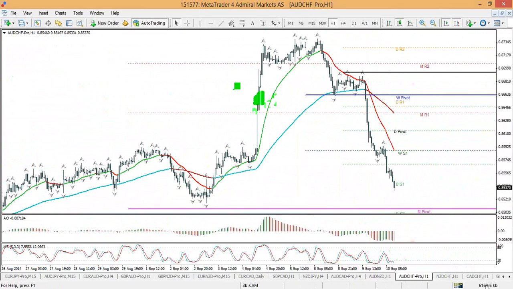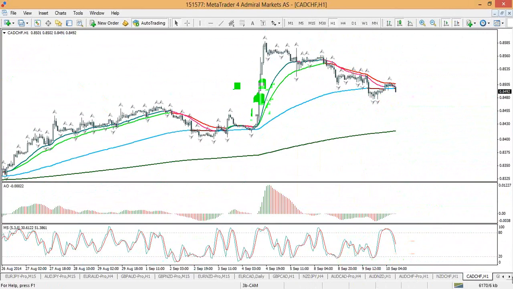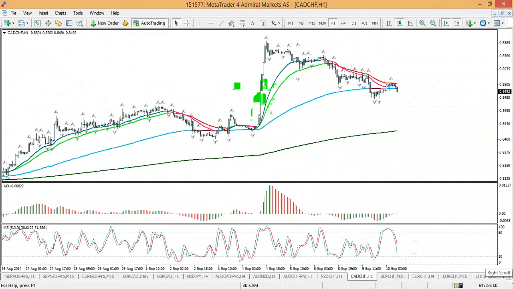So there are tons of pairs left potentially to look at. It all depends on us, but I guess we looked at the majors, most of them, in the meantime, except I think the Euro-Yen we didn't look at.